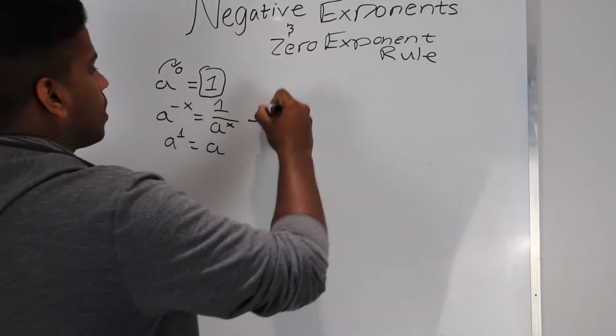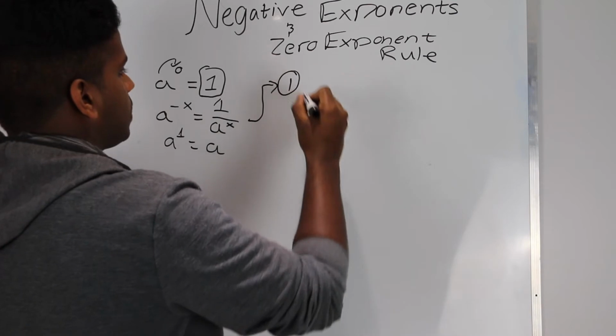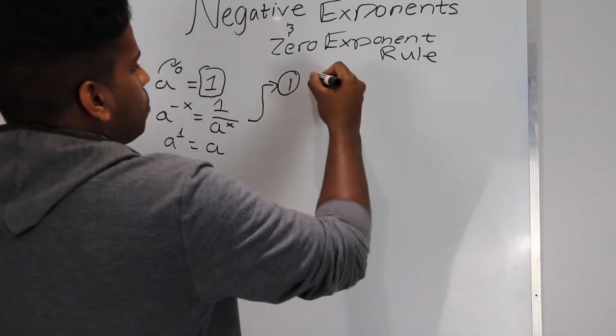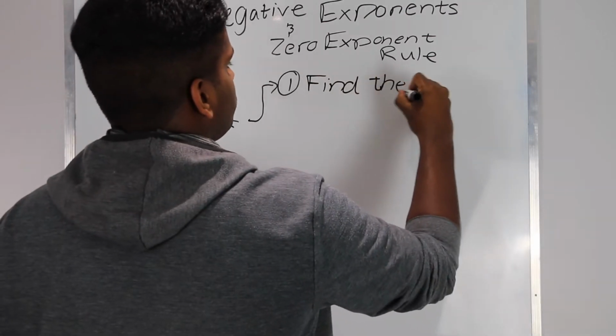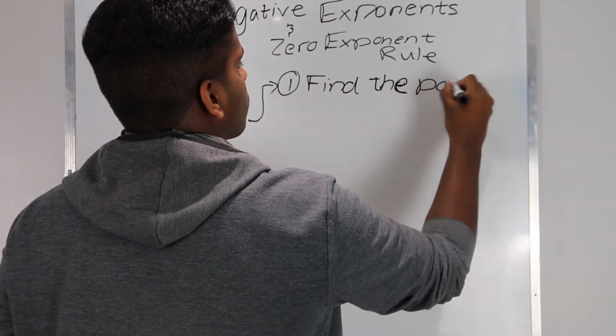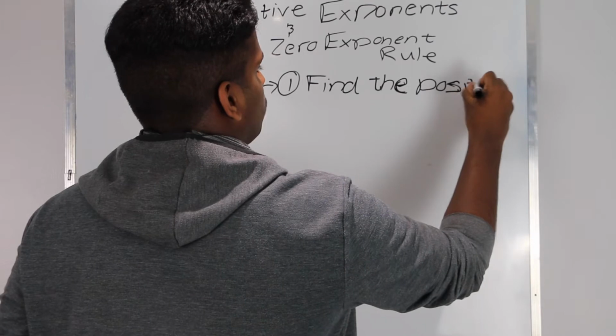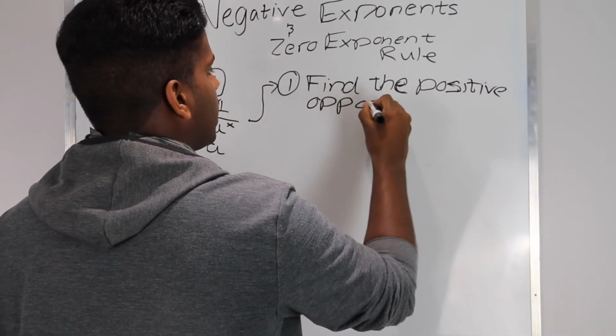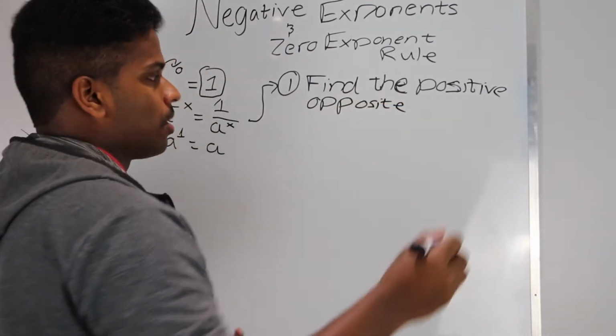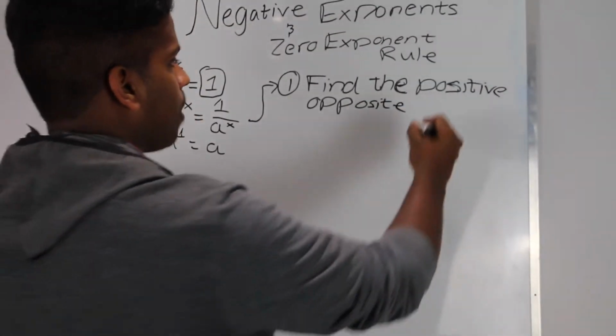I'll show you how it works. I'll give you a two-step process. When you get a negative exponent question, you find the positive opposite power.